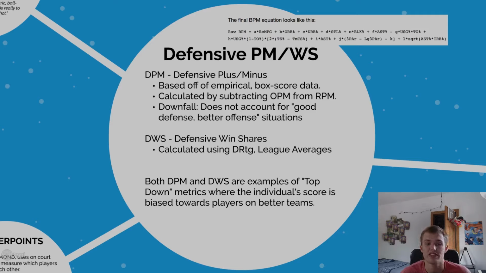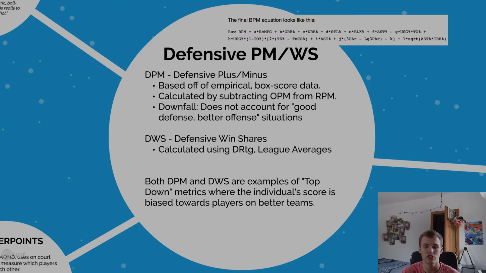The downfall of this is that it doesn't account for a lot of situations. For example, when there's really good defense, but the offense is just better, or late in the shot clock, the defense has made the offense work for 20 seconds, but since the players are so talented in the NBA, they're able to make really, really difficult shots. And that makes it hard.